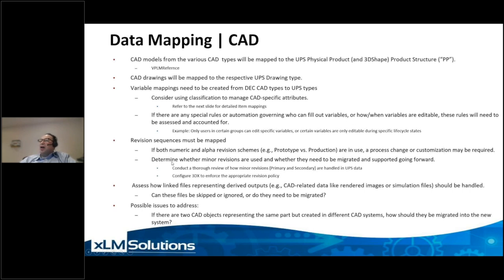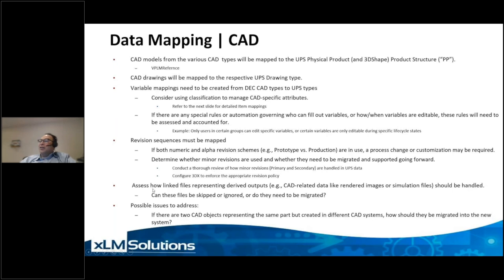Also, you want to understand if you're using minor revisions today. If you're using minor revisions, they are handled differently within the UPS data model. So again, understand how your minor revisions are working and how primary and secondary, as they're called, are handled in the UPS data model, because they're handled differently. And if you do need to support a primary and secondary revision, make sure you configure 3DEXPERIENCE to support that revision policy moving forward.